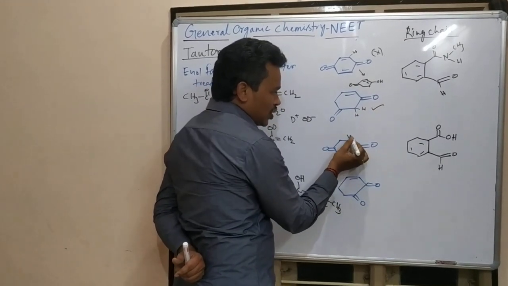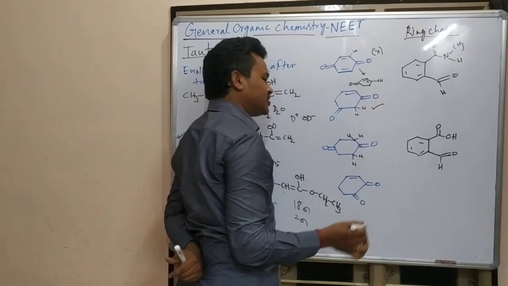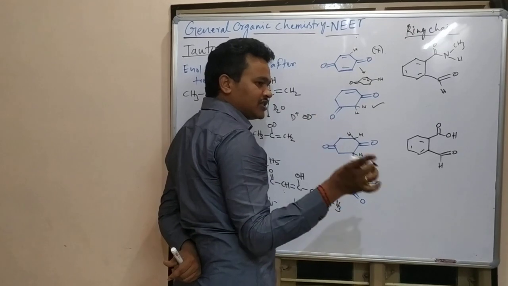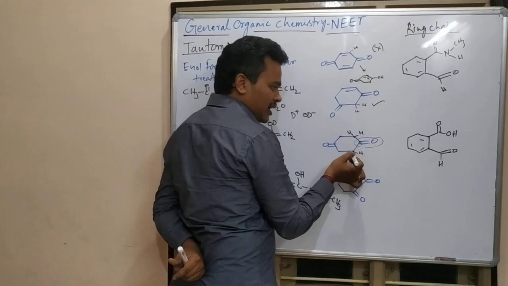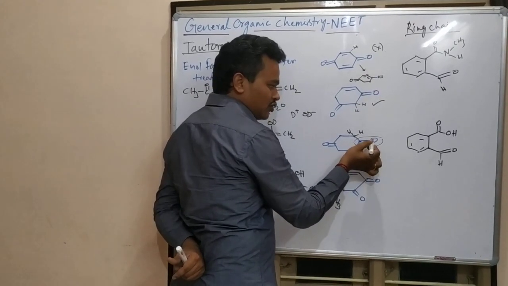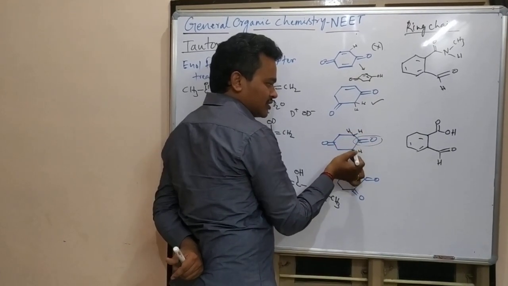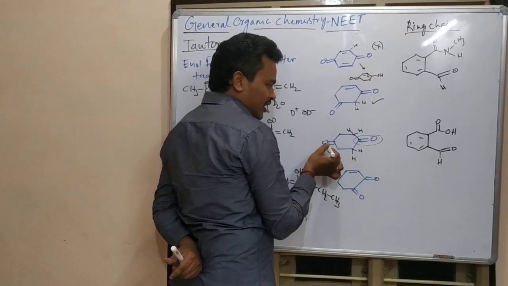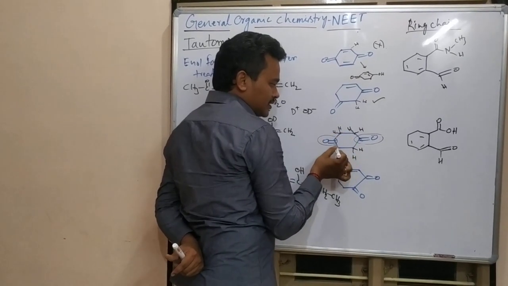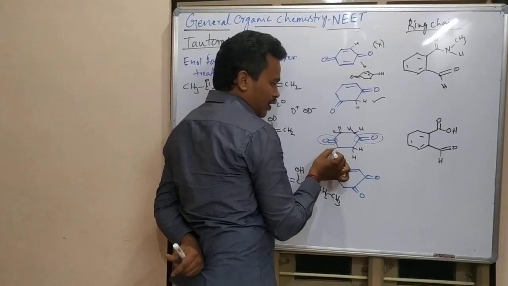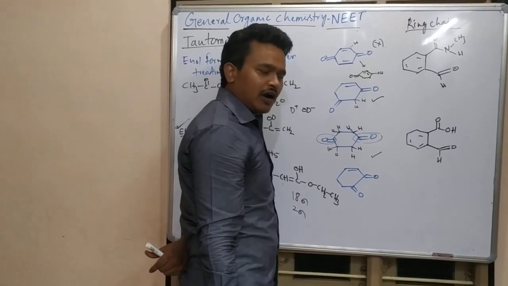Here, this side also, how many alpha hydrogens are there? 2 alpha hydrogens. This side, how many alpha hydrogens? 2 alpha hydrogens. Alpha hydrogens means hydrogens attached to the carbons which are next to the functional group. This is the alpha carbon next to the functional group, with 2 alpha hydrogens. This is also a functional group, and this is the alpha carbon with 2 hydrogens. This is the functional group, and this is the alpha carbon with 2 hydrogens. So here it is possible to exhibit keto-enol tautomerism.